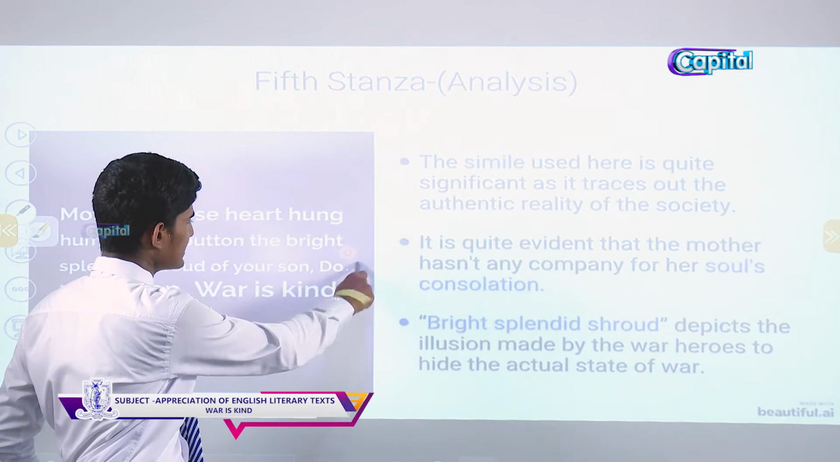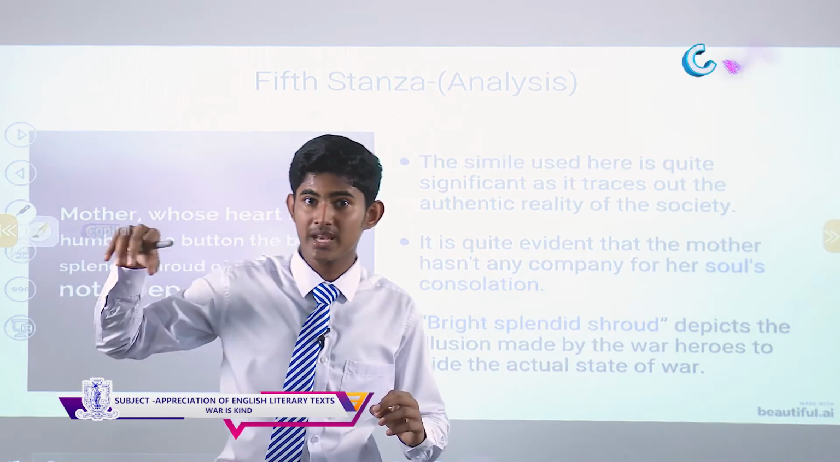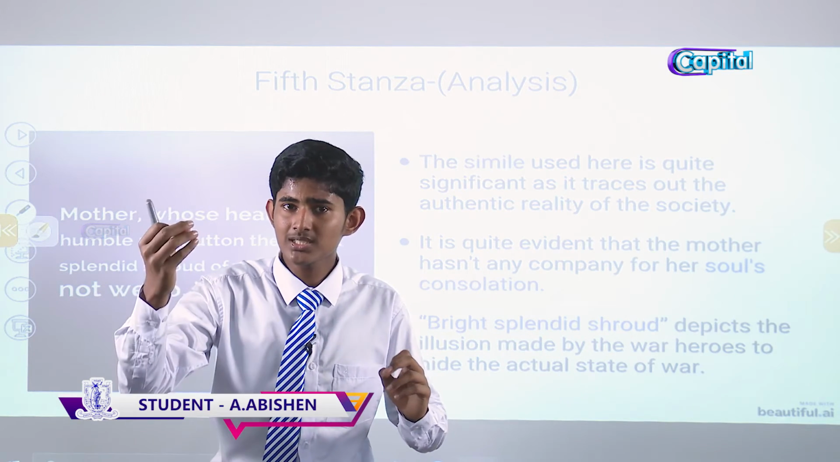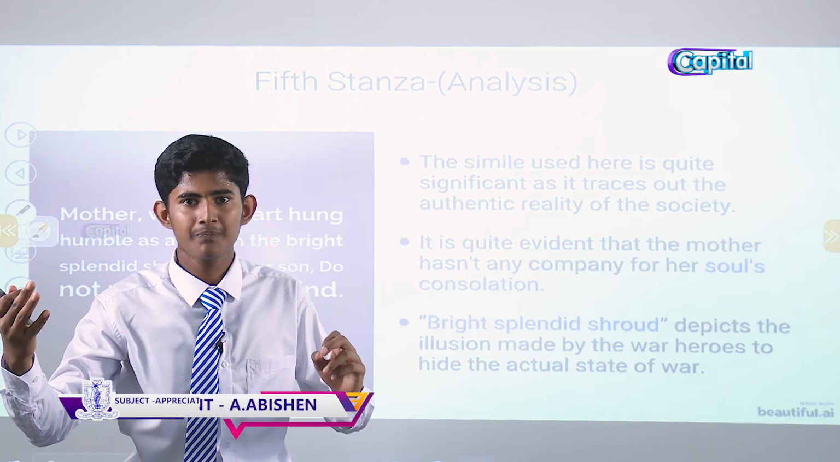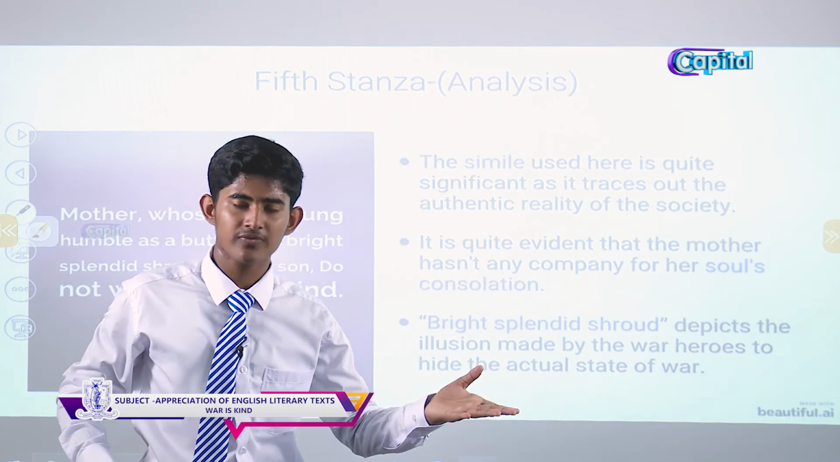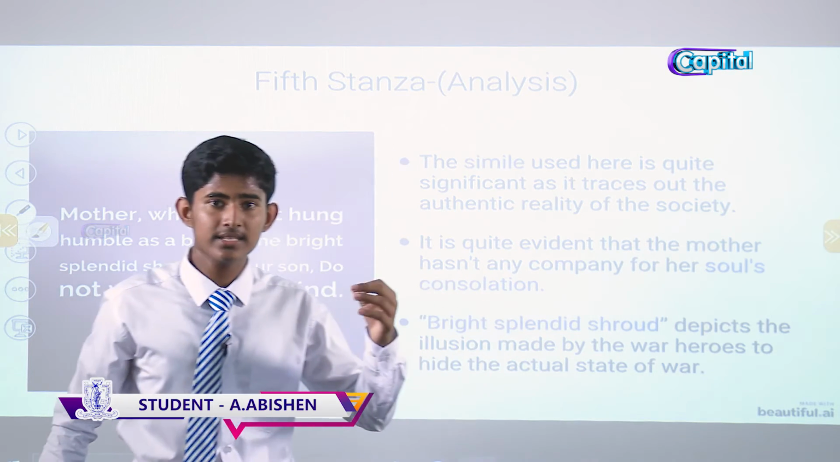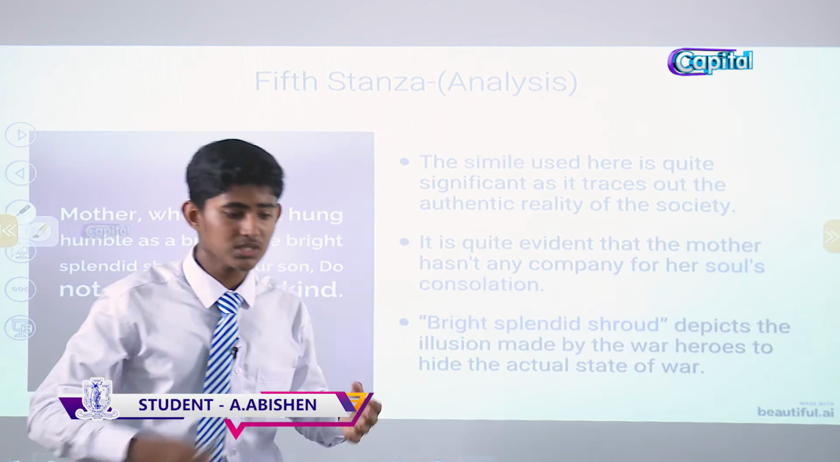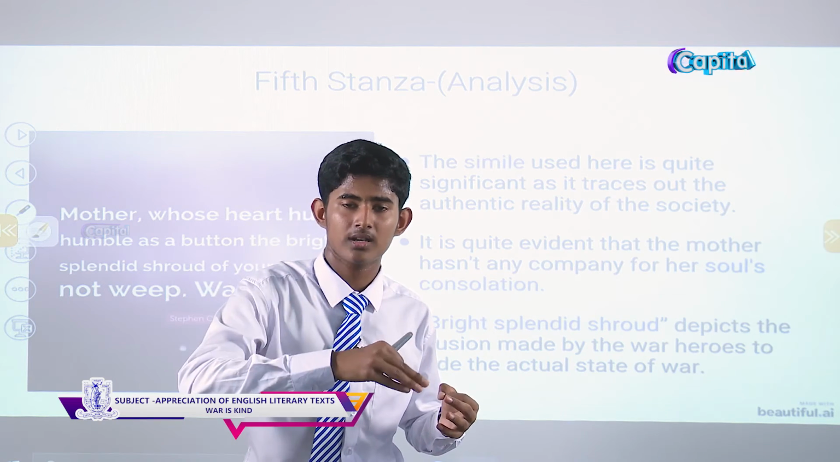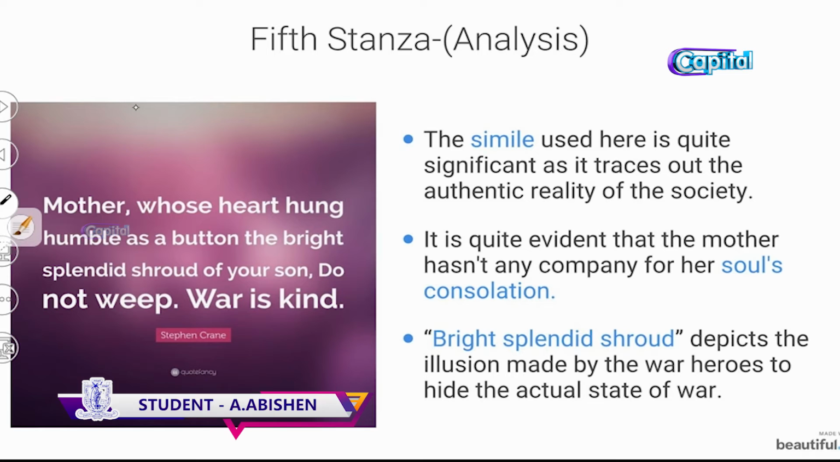So that's why the poet points out the illusions made by the warmongers through the adjective bright. Then the button. The button oscillates here and there, likewise without any support. Likewise, the mother's future. The mother's future is dependent on her son, and it's ironic and pathetic because the son is already dead. So the future of her mother, or her heart or her state, without any support is compared to this button. So here we can see soul's consolation without any support.